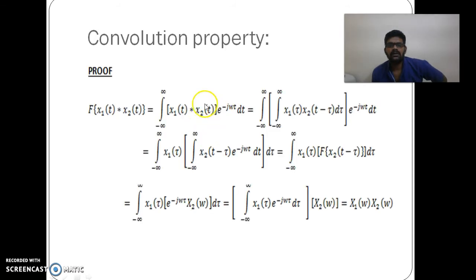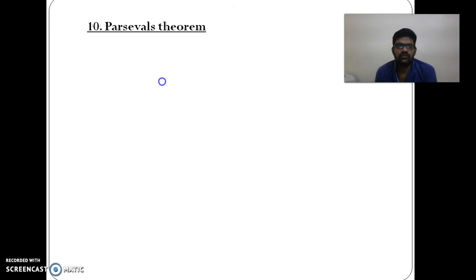And similarly, the multiplication property is for x1 of t into x2 of t. Taking the inverse Fourier transform into account, 1 by 2 pi, the integral from minus infinity to plus infinity of x1 of t into x2 of t into e power minus j omega t dt. You can solve this in the same manner, and you will get the multiplication property.